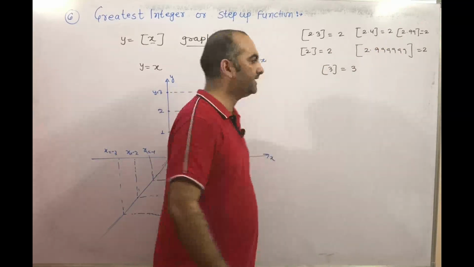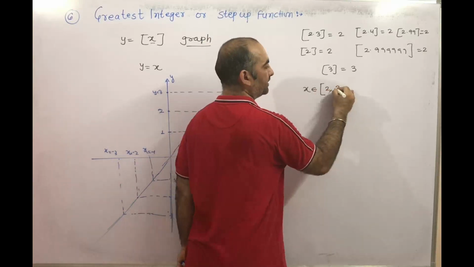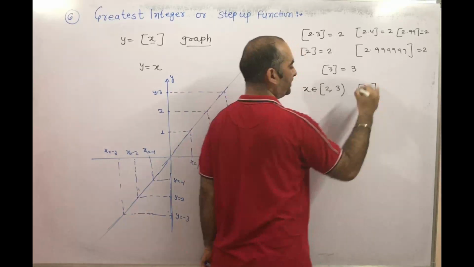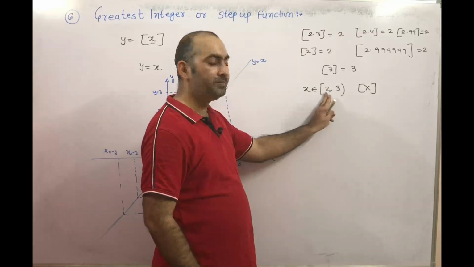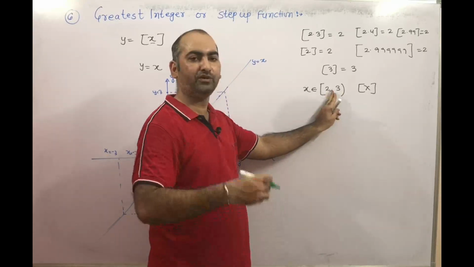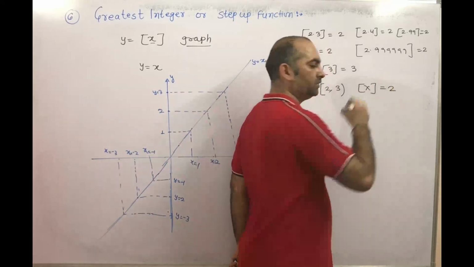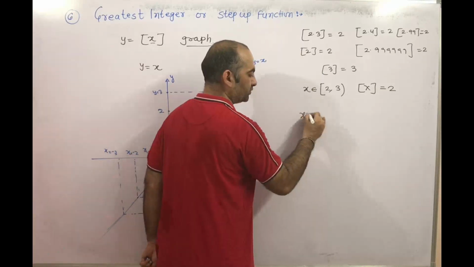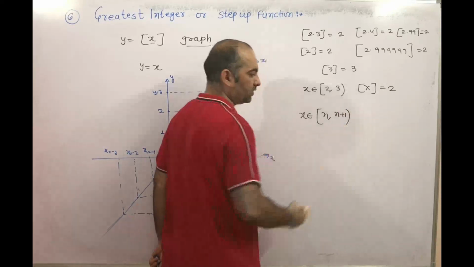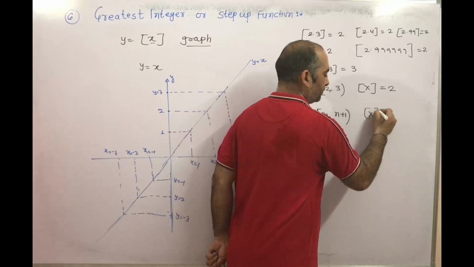2 only. So can I say, if x belongs to the closed interval 2 to 3, with 3 open, then greatest integer of x, if I take any value greater than or equal to 2 but less than 3, like 2, 2.1, 2.2, 2.3, the greatest integer of x is 2. So from here we can say, if x belongs to the closed interval n to n plus 1, with n plus 1 open, then greatest integer of x will be what?